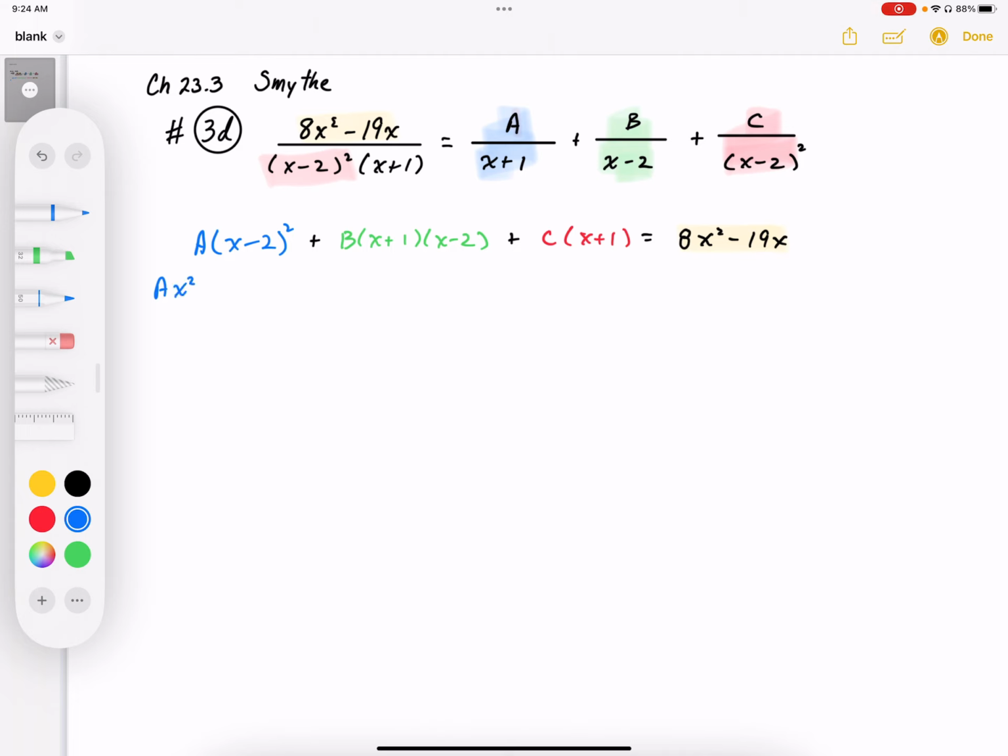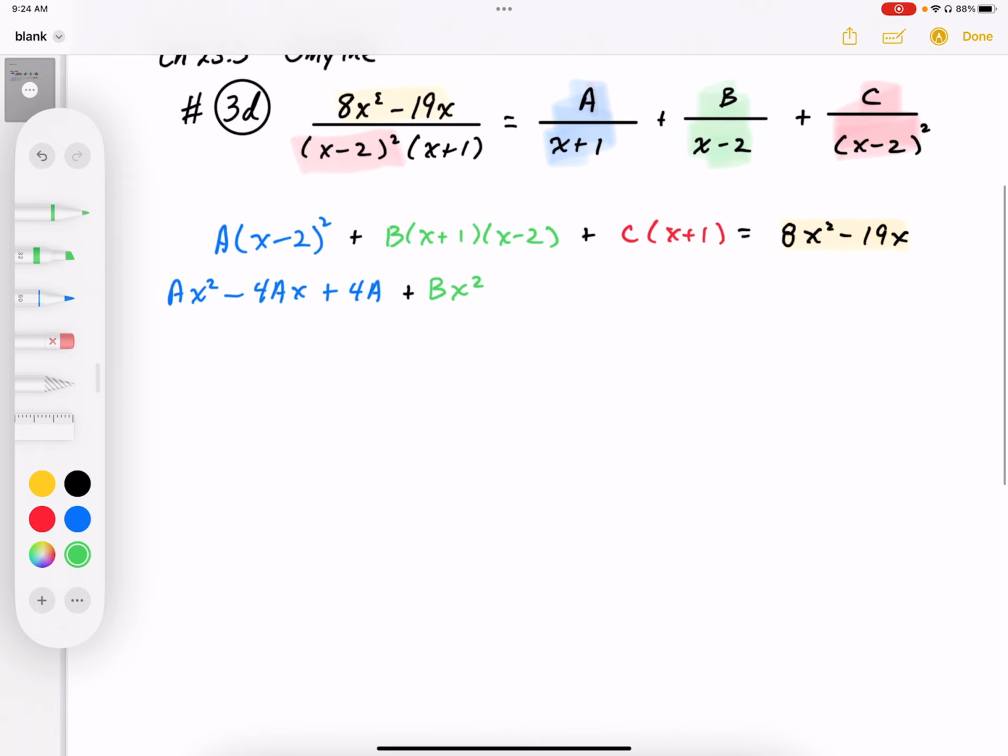So we end up with ax squared minus 4x, so minus 4ax, plus 4, so that's going to be plus 4a. Then expand out these brackets, we end up with x squared, so it becomes bx squared, minus 1x, so it becomes minus bx, minus 2, so it becomes minus 2b, and then plus, this becomes cx plus c, and that's going to be equal to x squared minus 19x.